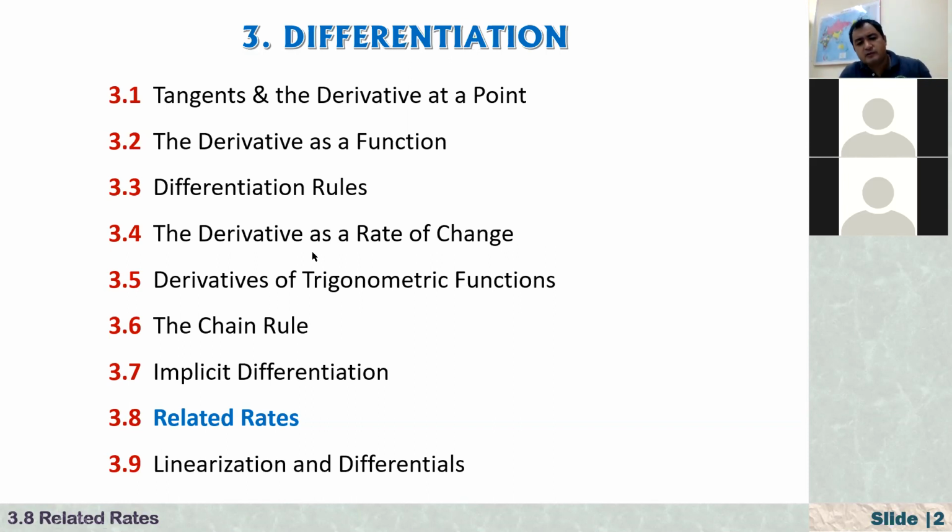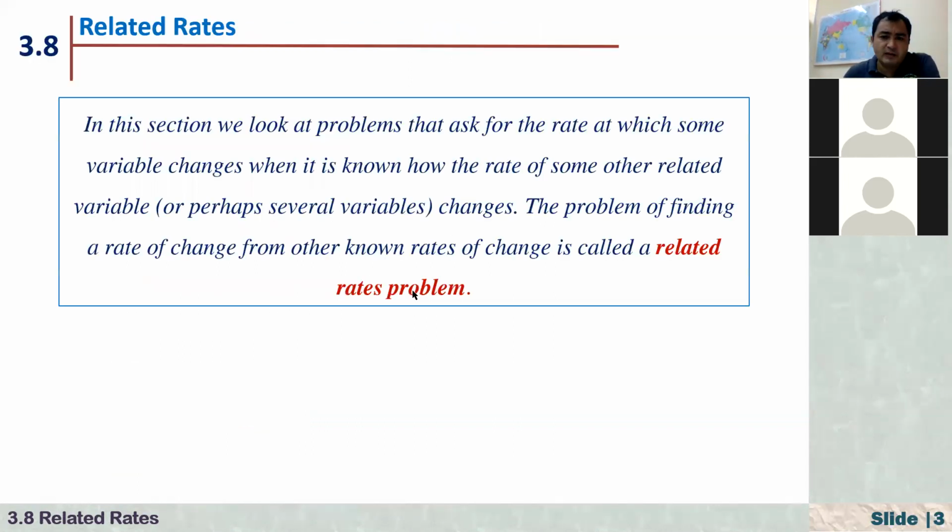So today we will talk about related rates. In this section, we look at problems that ask for the rates at which some variable changes when it is known how the rate of some other related variable, or perhaps several variables, change. The problem of finding a rate of change from other known rates of change is called a related rates problem.